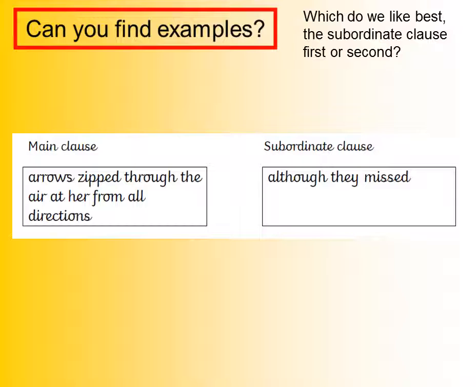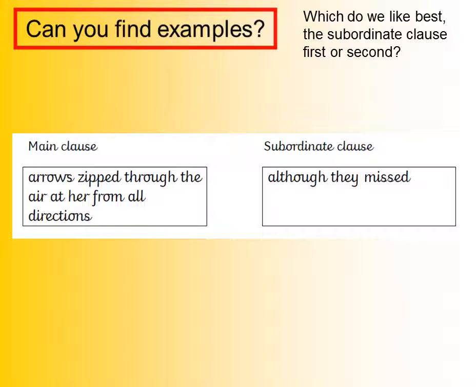So now we've got one of those subordinate conjunctions in our subordinate clause, and then we've got a main clause. Now you will know from your sentence work that with a subordinate clause you can either have it at the beginning or at the end of a sentence. So let's try it each way round and see which we like best. Let's try the main clause first.